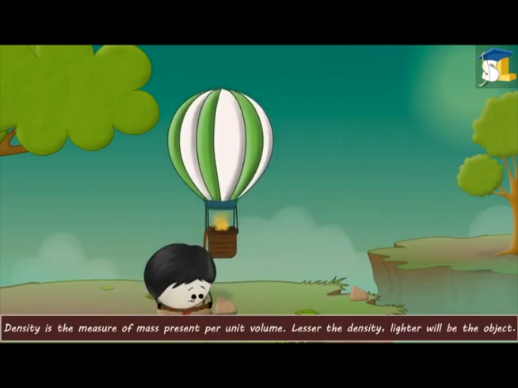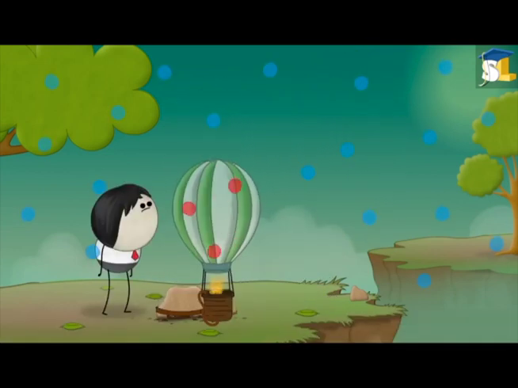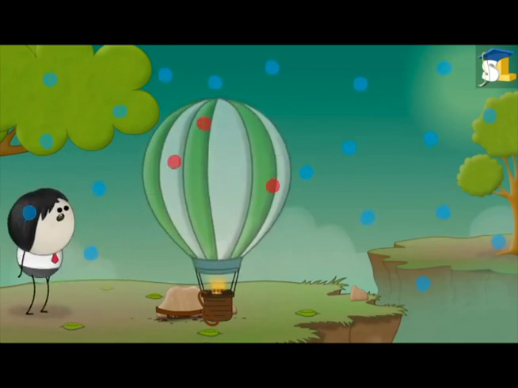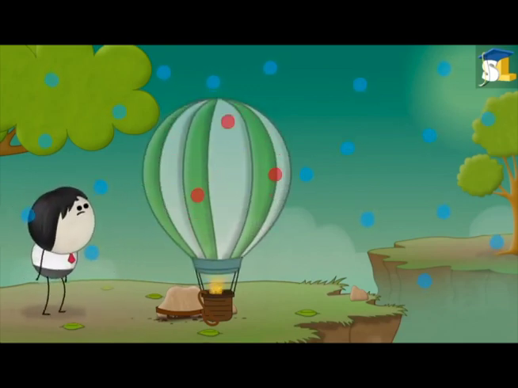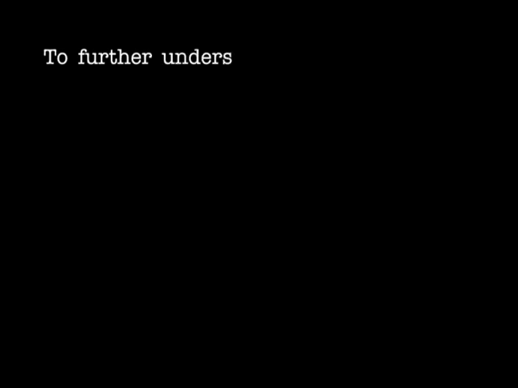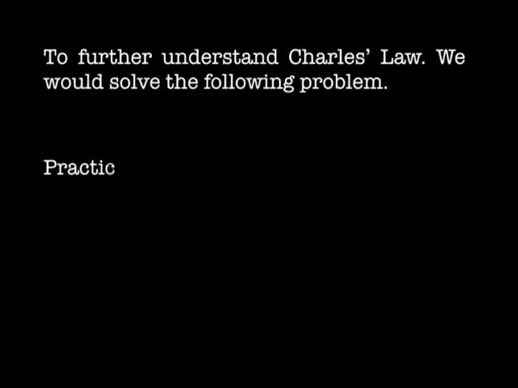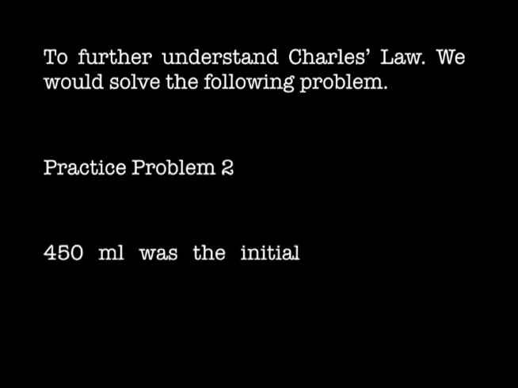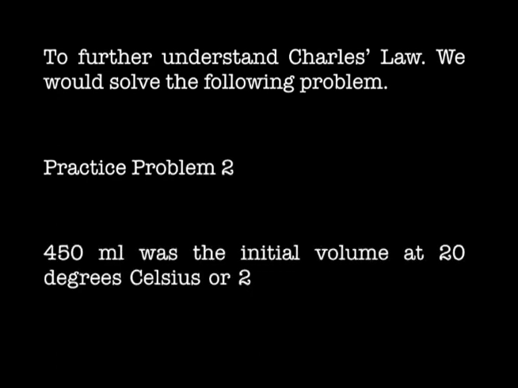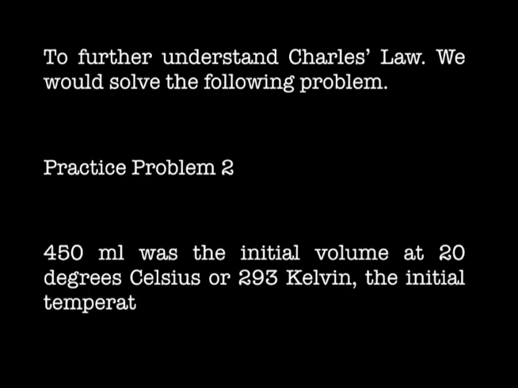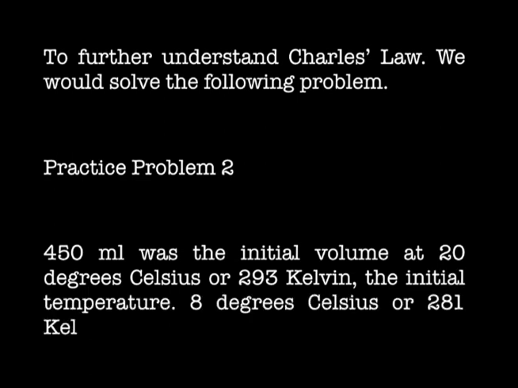The burner in the hot air balloon heats the gas, thus increasing the volume, which is visible by the increase in size of the air balloon itself. To further understand Charles' law, we would solve the following problem. Practice problem number 2. 250 ml was the initial volume at 20 degrees Celsius or 293 Kelvin, the initial temperature. 8 degrees Celsius or 281 Kelvin is the final temperature.